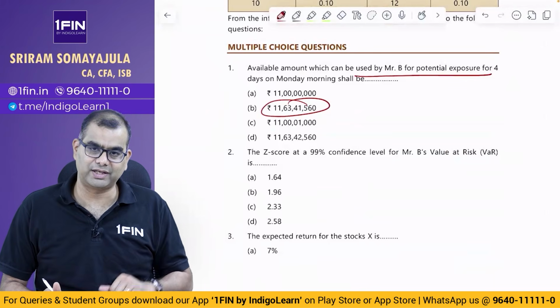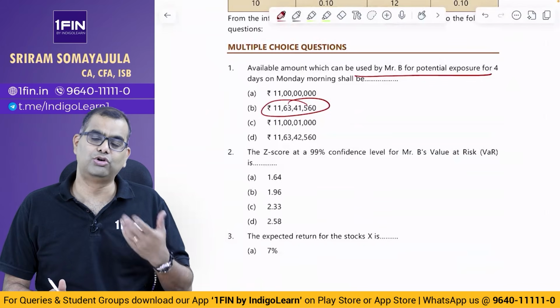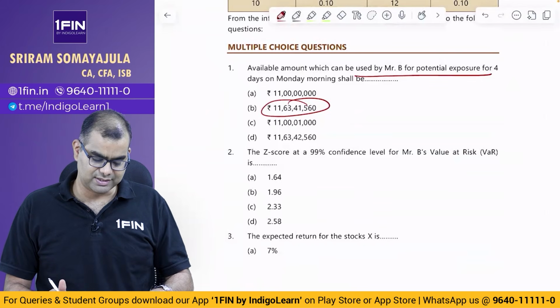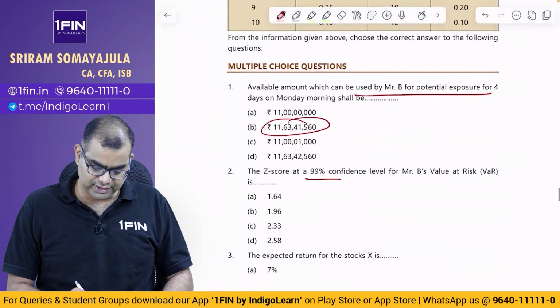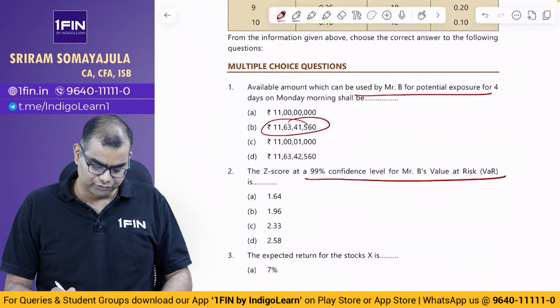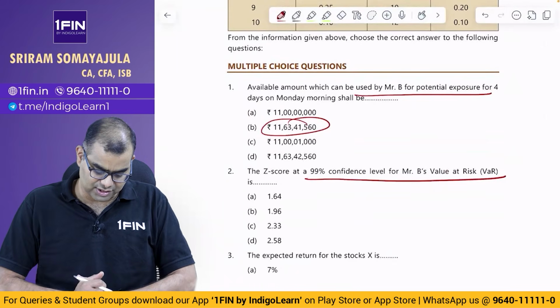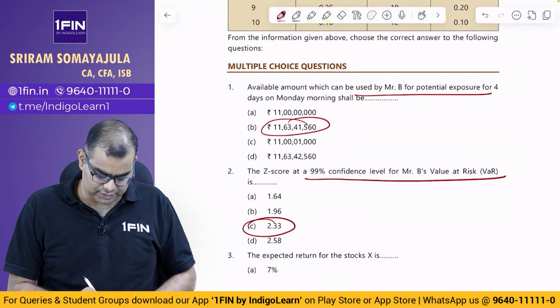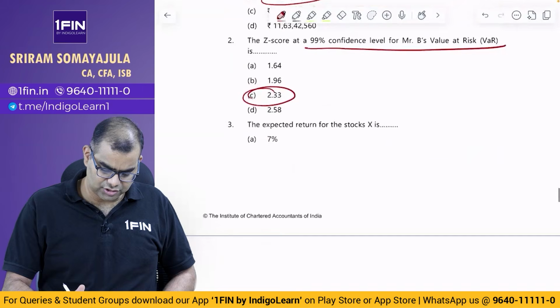If you remember, in one of the case studies, they didn't give this as an option, so we were forced to take the other option, which is to not ignore the money that came as maturity of the deposit. Z score at 99% confidence is how much? At 99% confidence level, what is the Z score? I think it is 2.33. 2.33.